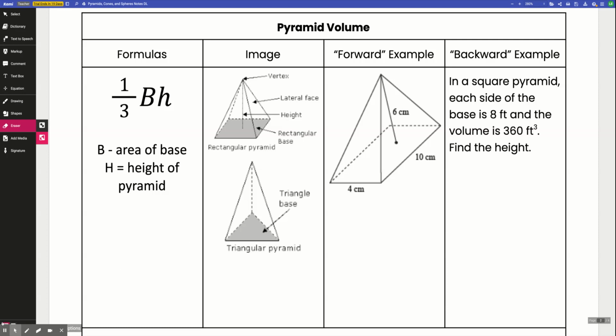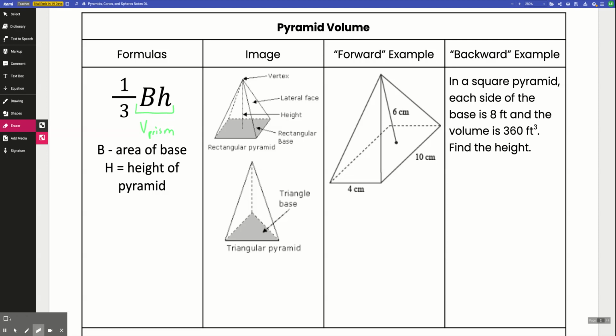So for any pyramid, the volume of that pyramid is 1/3 times the area of the base shape times the height of the pyramid, okay? If you'll notice, this part, BH, remember, is the volume of a prism. And then you're literally just doing 1/3 of that. Or if you multiply these two things together, whatever you get, dividing it by 3.